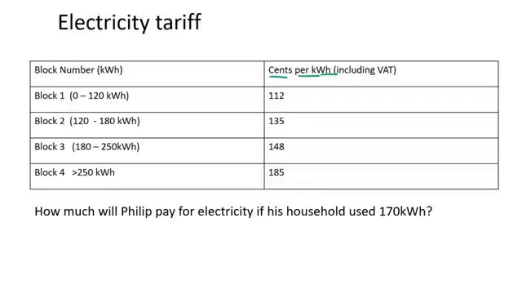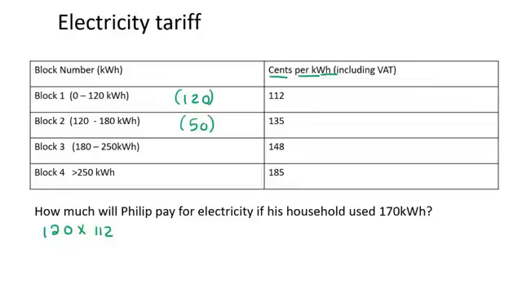This one says, how much will Philip pay for electricity if his household uses 170? So 170 is over here, but you need to start here. In block 1, we go from 0 to 120, so we'll use all of that. Then we'll only use 50 in this one, so that the total is 170. So now you're going to say 120 multiplied by 112. This already includes VAT. The question here didn't say include or exclude, but that means just include the VAT, so just leave it as it is.